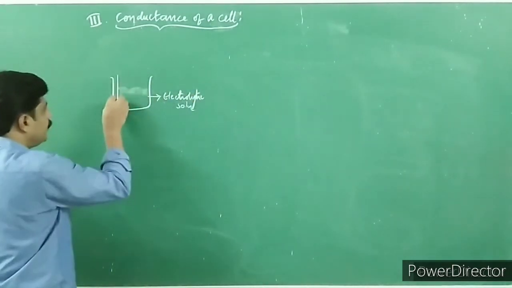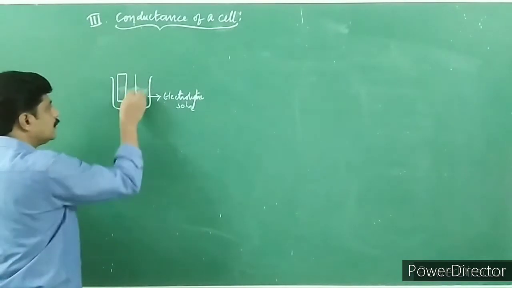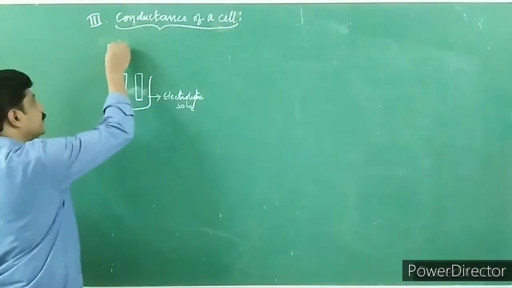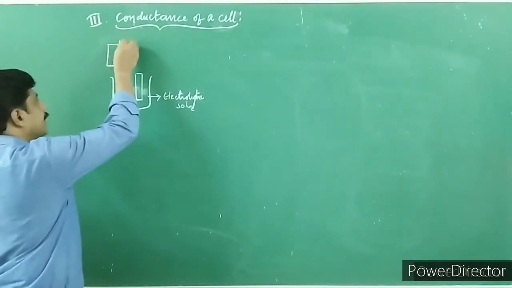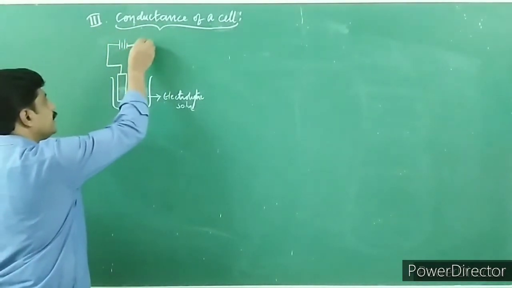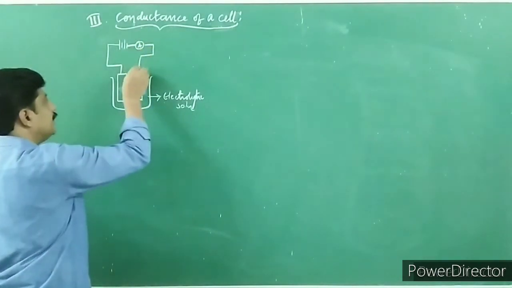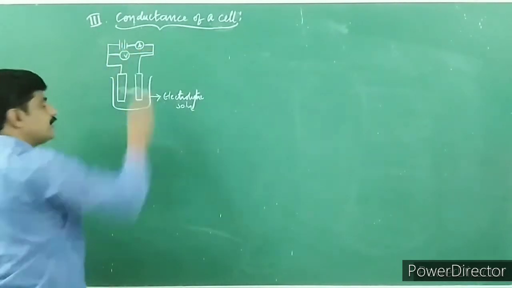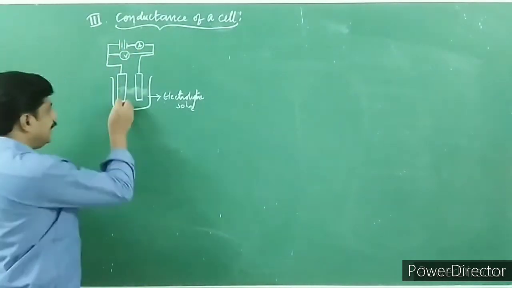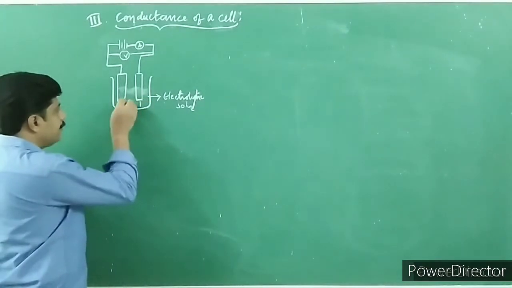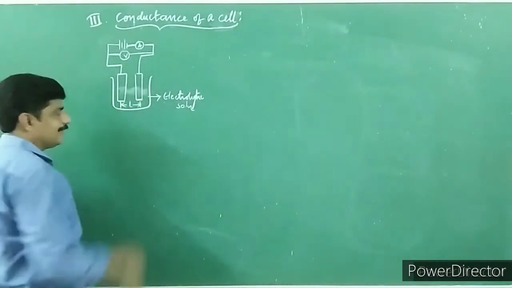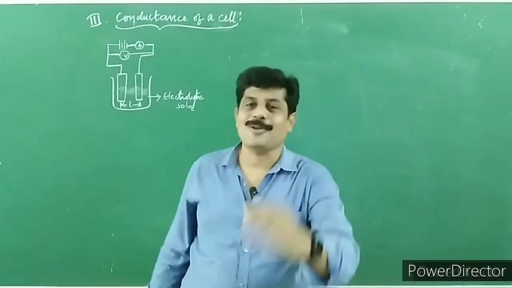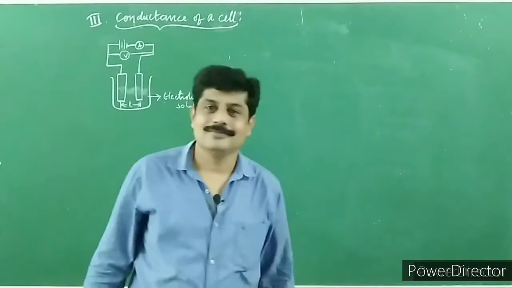Now I am going to dip two electrodes into this solution, and these two are in turn connected to a battery and an ohmmeter to measure the electric current. Not only that, these two are also connected to a voltmeter to measure potential difference, and the distance of separation between the two electrodes is L. Children, in electrolytic cells also Ohm's law holds good.